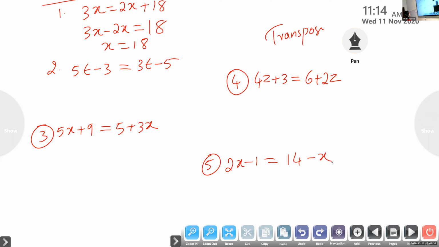Vaishnavi, what is the second answer? T equal to negative 1. Correct. If any doubt, ask others. One second, all of you stop writing and listen to the board. In the second question, we got t equal to negative 1. We can check whether it's correct or not.